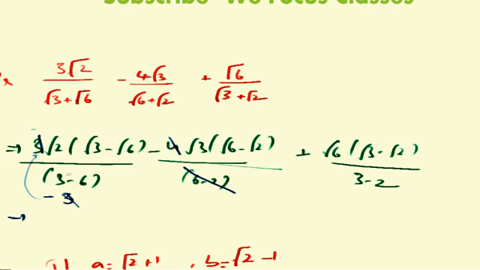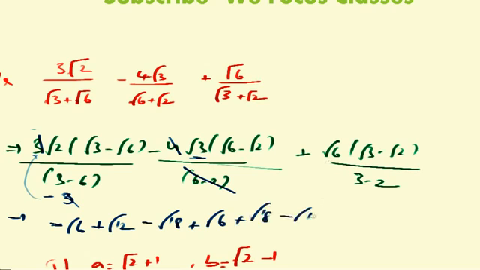Minus root 2 into root 3 is nothing but minus root 6. Minus root 2 into minus root 6 is minus into minus, plus, so it will become root 12. Then minus root 3 into root 6 is nothing but minus root 18, and minus root 3 into minus root 2 will become plus root 6. And root 6 into root 3 is nothing but root 18, and root 6 into root 2 is nothing but minus root 12.